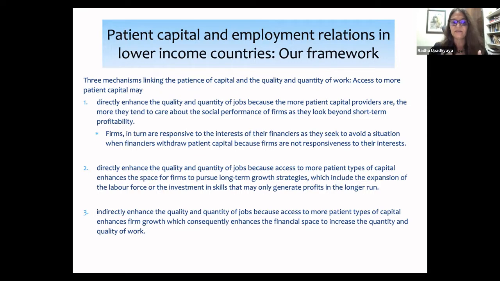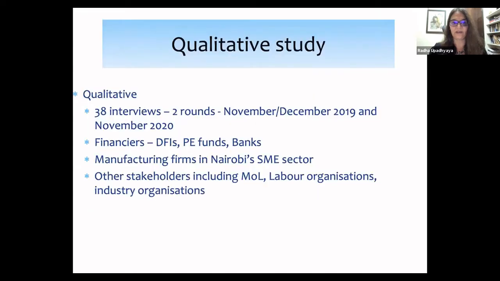We've also proposed a second direct link: that patient capital would enhance the space for firms to pursue more long-term strategies, which may include the expansion of the labor force and investment in skills. And we also propose an indirect chain where access to patient capital indirectly impacts the quantity and quality of jobs, because firms may have more financial space through firm growth. So that's the indirect proposition we had in our theoretical framework.